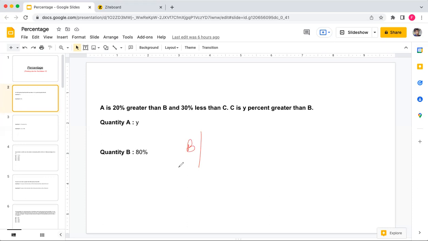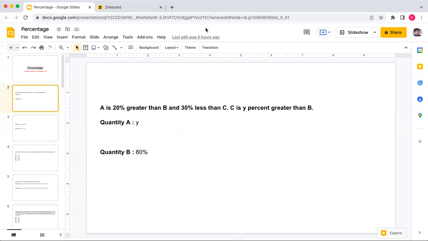80% of what? Just find the value of A. What is the Y? C is Y percent greater. Whatever you get for A, that is also in percentage, so that you can compare both of these. Okay, sorry, I get it. Yeah, just see the question now. We have A is 20% greater than B, and the same A is 30% less than C.